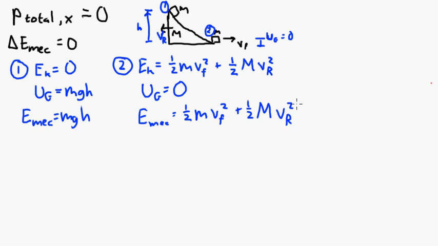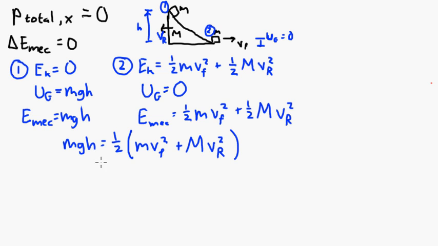Okay? So we can get an equation out of this, which is, of course, mgh equals 1/2 m vf squared, which is the final velocity of the little block, plus 1/2 big M VR squared, which is the velocity of the ramp. Okay, now, where does this leave us? This leaves us with two unknowns, this VR and this VF. We were given little m, big M, h, and we know g, and we know what 1/2 is. So, what's our other equation?